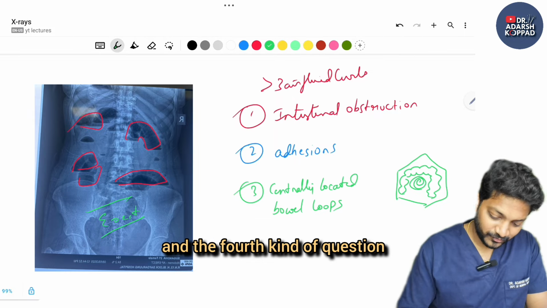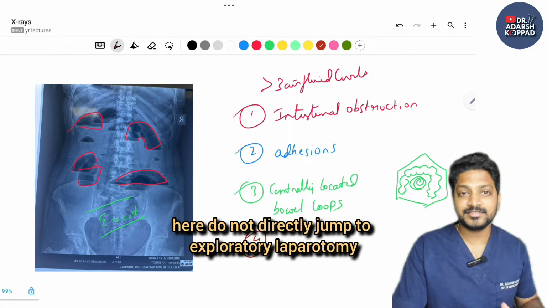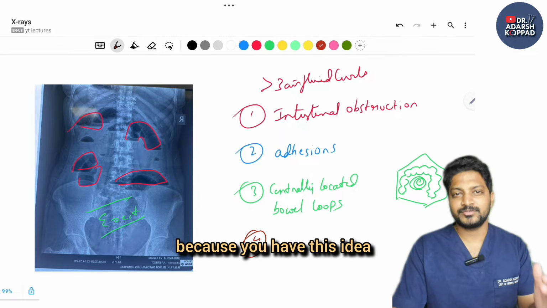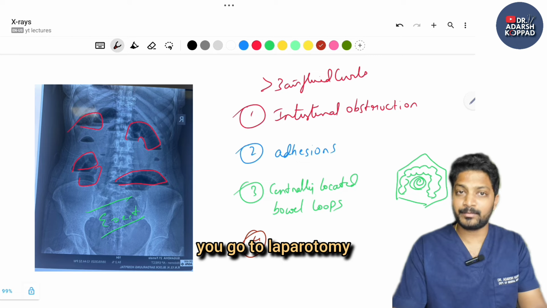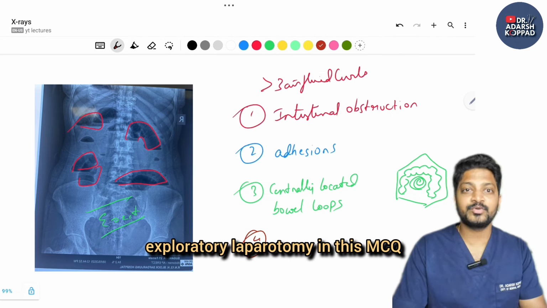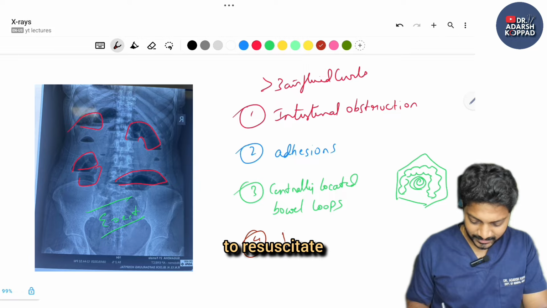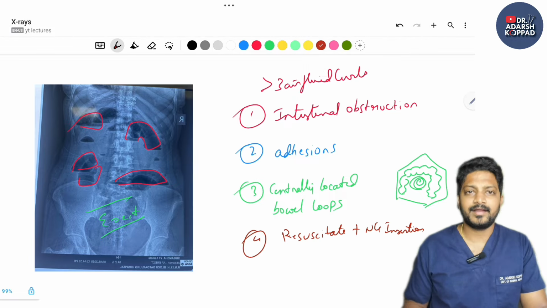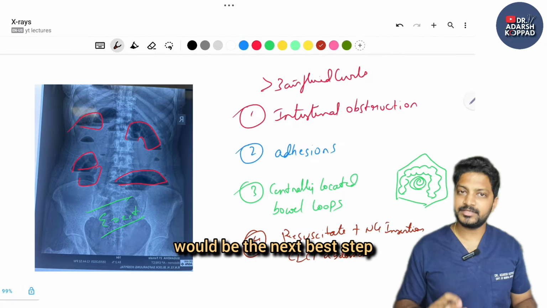And the fourth kind of question, what is the management or what is the next best step? Here, don't directly jump to exploratory laparotomy because you have this idea that if perforation or obstruction, you go to laparotomy. But if you choose exploratory laparotomy in this MCQ, you're going to make a mistake because the next best step would be to resuscitate and NG insertion. And if this is not in the option, then CT abdomen would be the next best step.